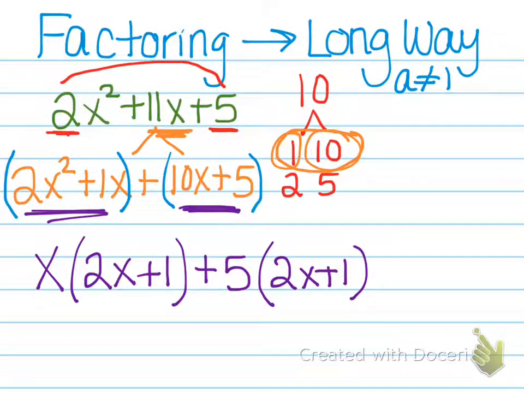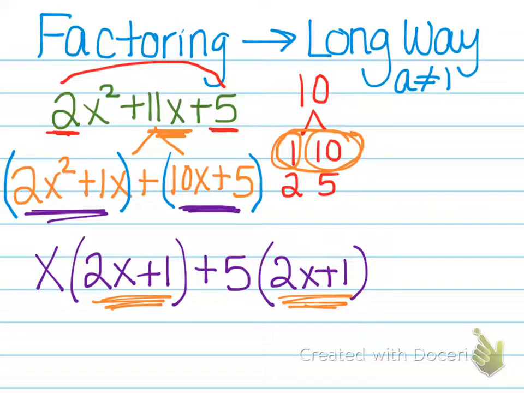Alright, so what do you notice? Well, I notice that I have 2x plus 1 and 2x plus 1. This is something we need. Those 2 terms in the parentheses have to be exactly the same for this to be able to be factored. If they aren't the same, 2 things could have happened. You could have either first made a mistake, so go back and check your answer, or the second thing is that it can't be factored.